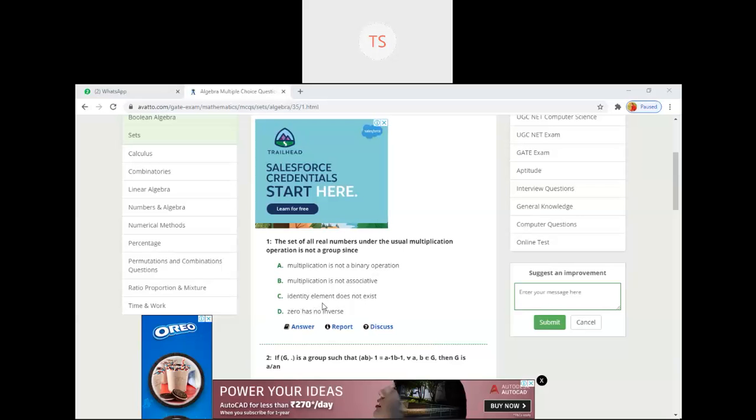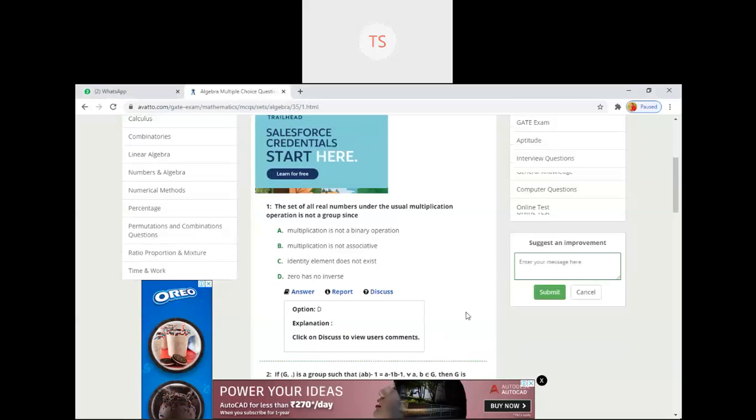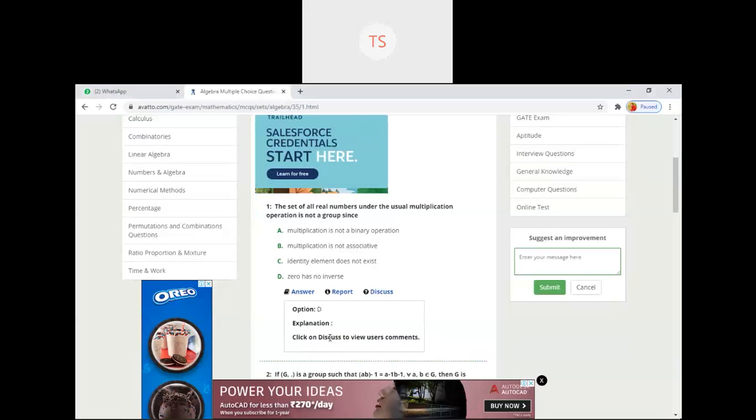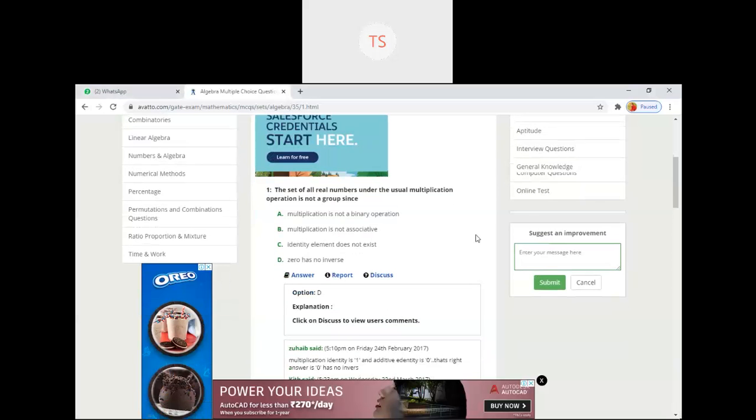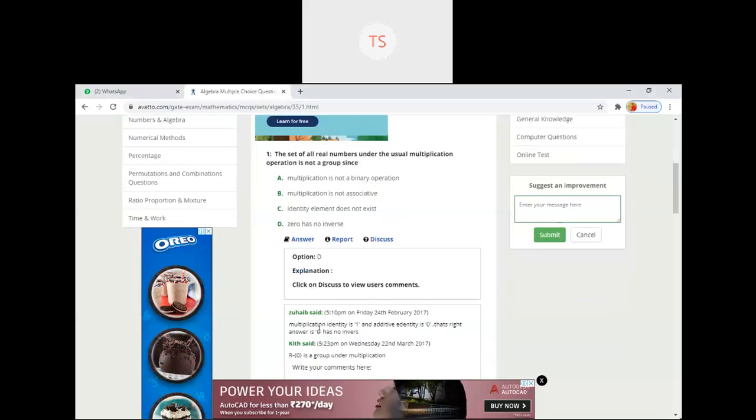So the line should be more explicit. They have written that 0 has no multiplicative inverse. Okay. Now let's verify the answer. Yes, the correct answer is option D, and the explanation is here it is given that the multiplicative identity is 1 and the additive identity is 0. That's right. Answer is 0 has no inverse.